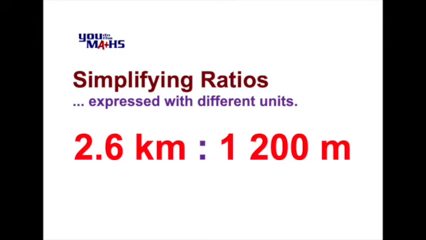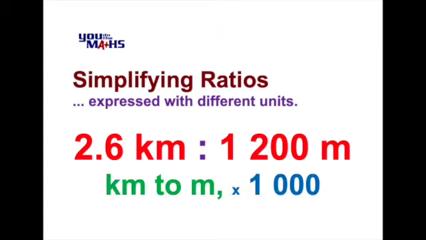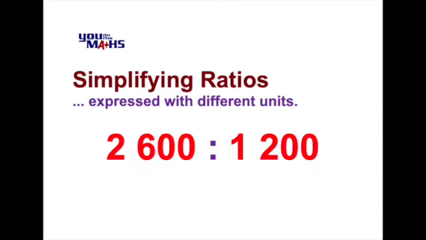If we change the kilometres to metres, what will happen is that the 2.6 will become much larger. Whereas if we convert the 1,200 metres to kilometres, we'll introduce probably two decimal values. So quite often making the quantities larger is a better way to go, and then we can simplify the ratio. So in this case, what we'll do is convert the kilometres to metres, and we do that by multiplying the 2.6 kilometres by 1,000. When we do that, we get 2,600 to 1,200.